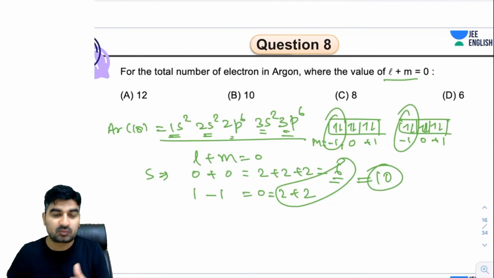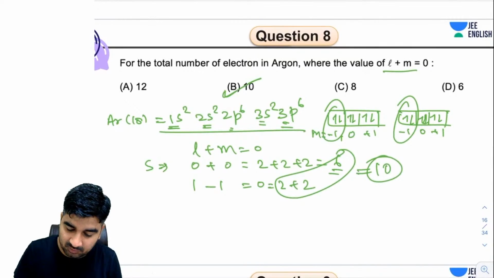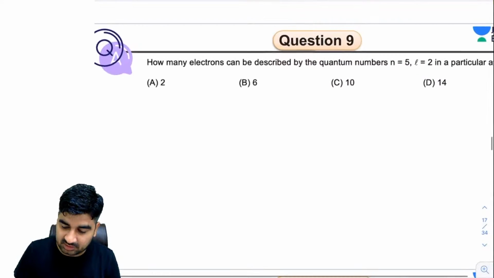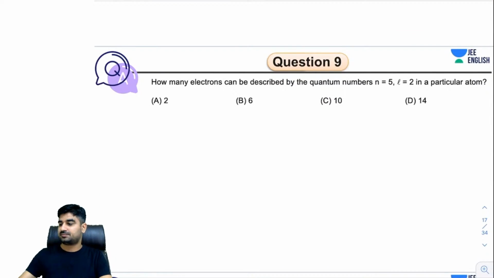So now let's move to the next question. And the next question is on your screen. The answer was B for this. Next on the screen is this. Solve it. It's a bit easy.